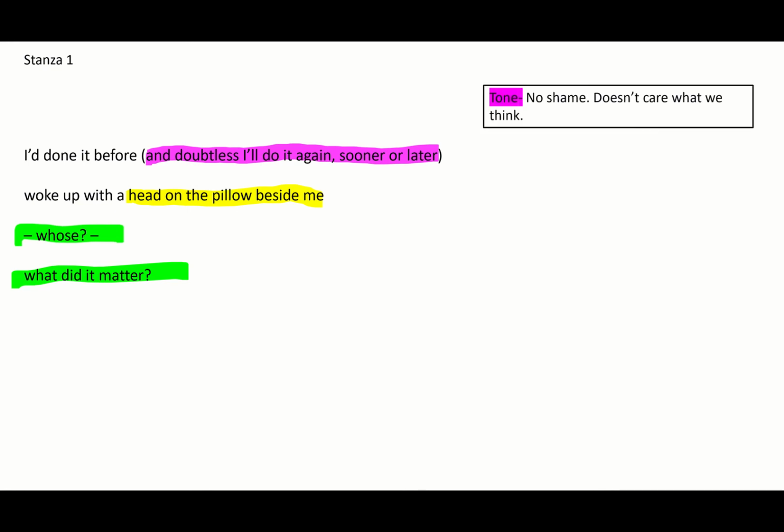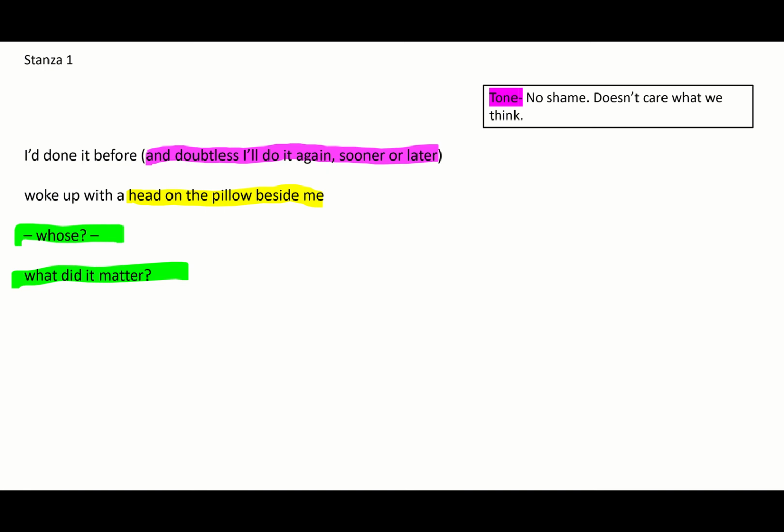So in the pink there, we're looking at the specific use of tone. In the brackets there, I'd done it before and doubtless I'll do it again sooner or later. There's really no shame in what she's saying here, right? So woke up with a head on the pillow beside me. She's spent the night with somebody, she's woken up and she knows she's going to do it again. She really doesn't care what we think here, right? She's not embarrassed or regretful or anything. There is no shame here.